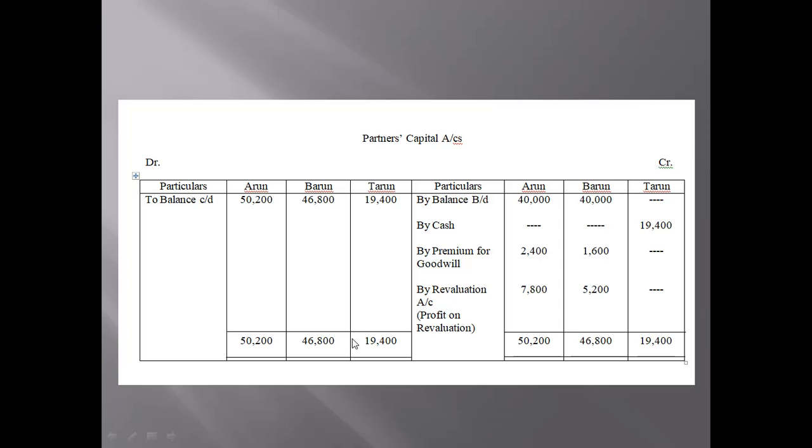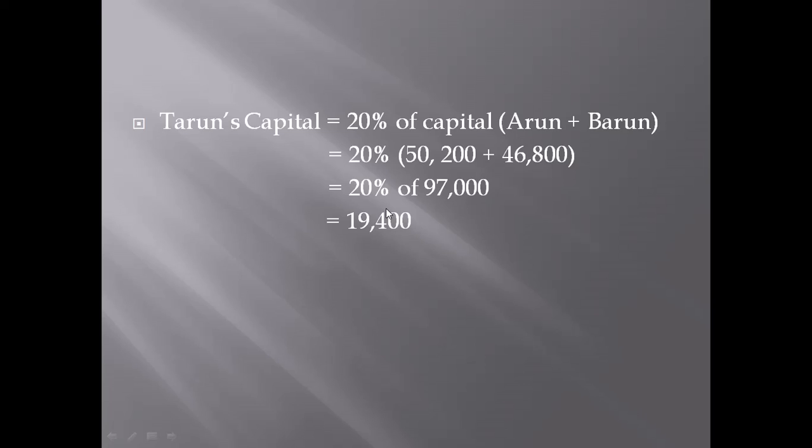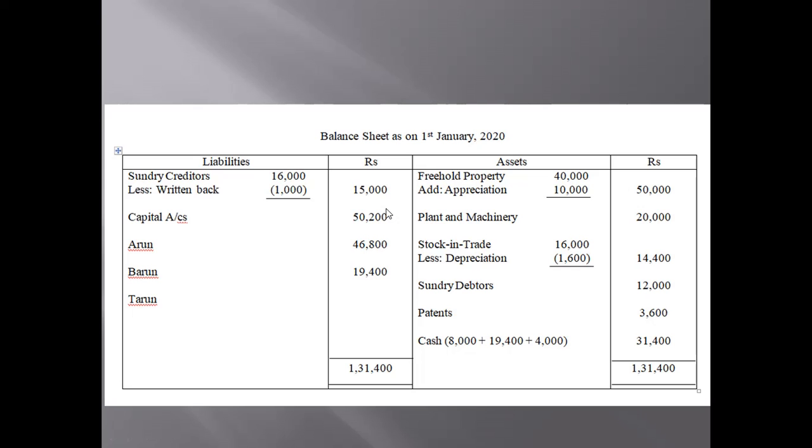You can see this balance CD here, isn't it? Write these amounts directly. Do the total. You will get the same figure, that is 1,31,400. These two amounts should be equal. If it is not equal, then it is a problem. Somewhere is the problem, and you have to find the problem.